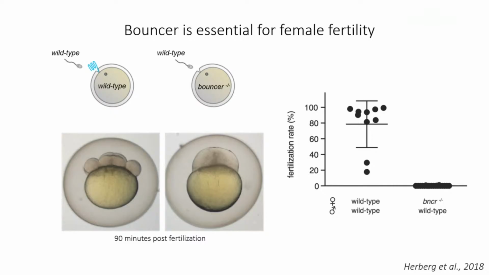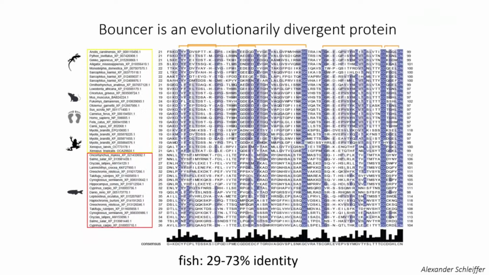We also found out that bouncer is required for the sperm to bind to the egg. It's on the surface of the egg, and the sperm can bind in the wild type situation, but not anymore in the mutant. So it was the first factor that we discovered that is essential for fertilization in zebrafish. What immediately caught our attention is that while bouncer, or a homologue of bouncer, is present in all vertebrates, in fish in particular there is quite a lot of sequence divergence between different bouncer proteins from different fish species. This is the mature full-length sequence that I show here, the bouncer protein.